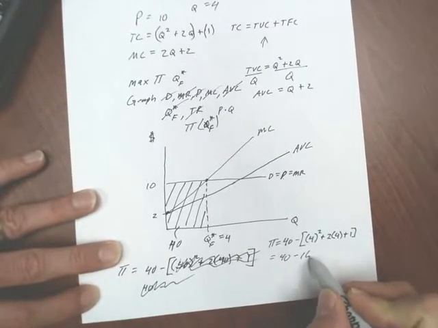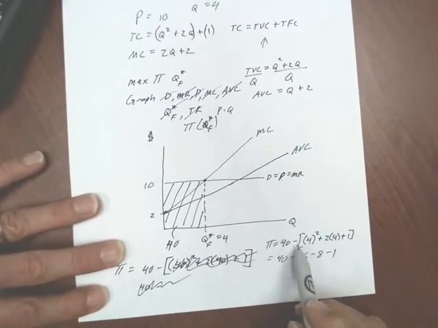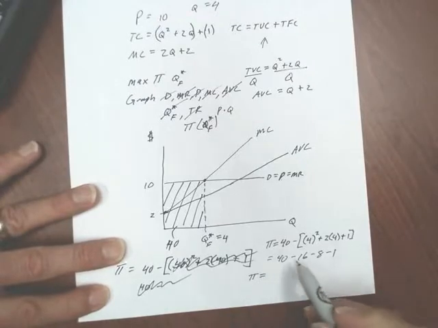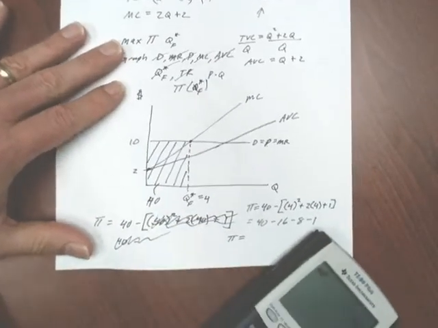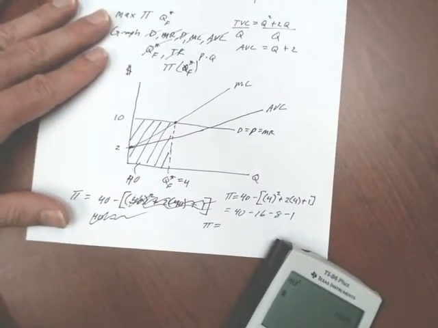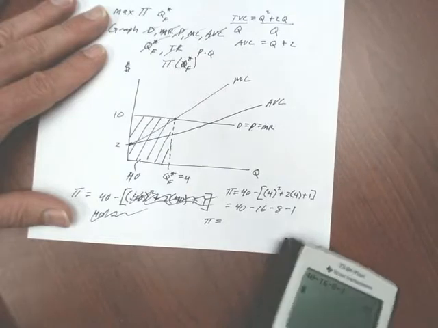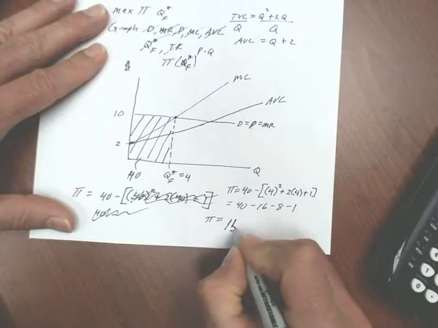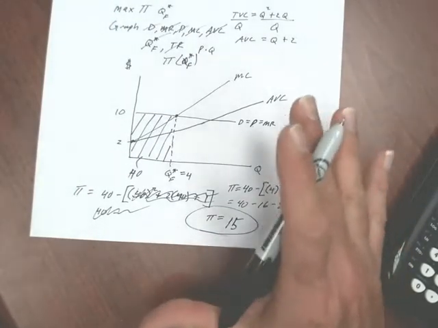Well, it is 40 minus 16 minus 8 minus 1, distributing that minus sign all the way through. So profit is 40 minus 16. Well, let's go ahead and add this up. So that is 40 minus 16 minus 8 minus 1, which is 15. So profit is 15.